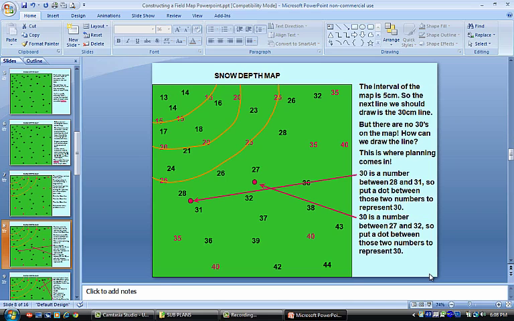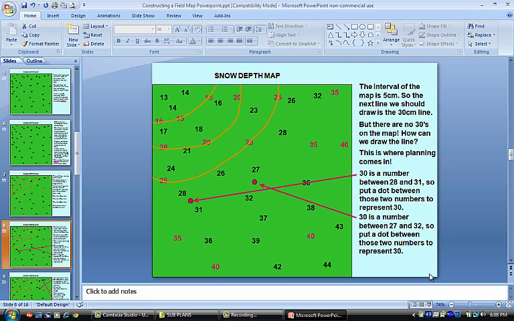Alright, so now that we have 15, 20, and 25 plotted, next is 30. But we don't have any specific 30 centimeter points. So now what we have to do is estimate. So grab your numbers and we're going to try to find where 30 would fall on this particular map.